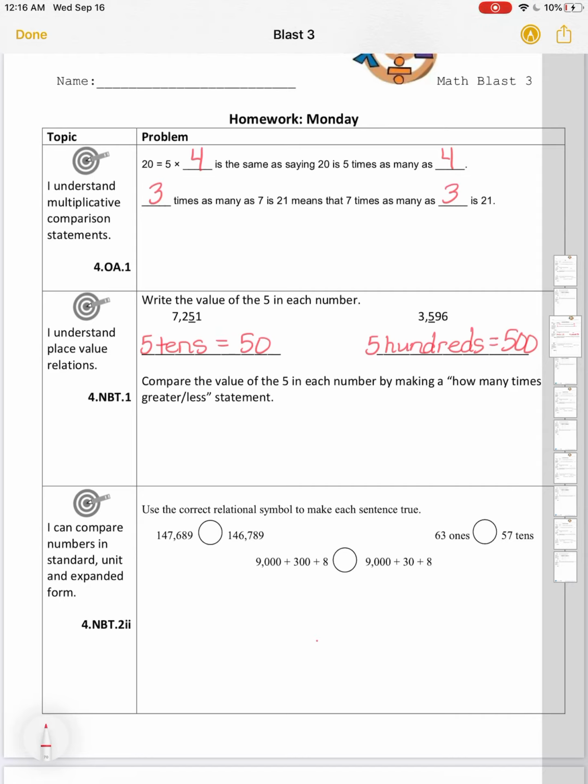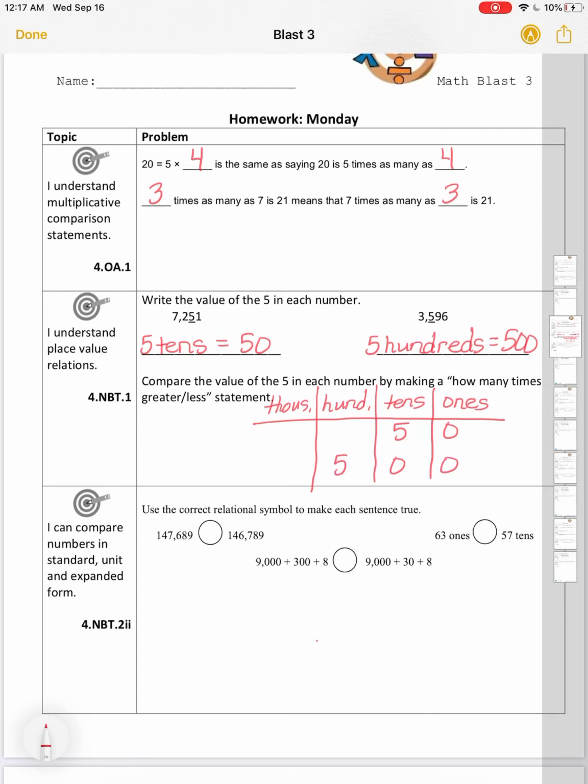Compare the value of the 5 in each number by making a how many times greater or less statement. I'm going to draw a place value chart to show this. We have ones, tens, hundreds, and thousands. And I have 5 tens, so 50, and I have 5 hundreds, 500.